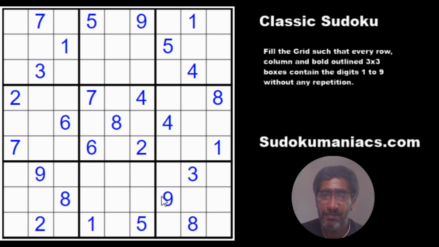We have a 9 here, we have a 9 here, so obviously this has to be a 9. With this 9, 9 cannot be here, it cannot be here, not here, so this becomes a 9. That's a good start. We have a 1, it can't be here because of this, so this has to be a 1. 3 cannot be here, so this is a 3, this is a 3, this becomes a 1, this becomes a 1.